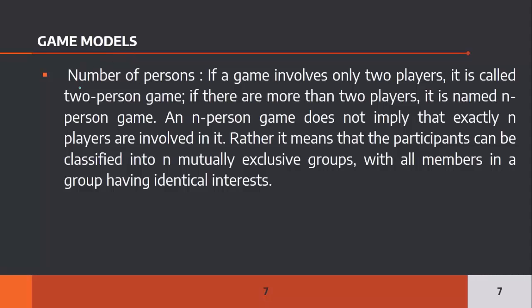The first model depends on the number of persons. If the game involves only two players, it is called a two-person game. If there are more than two players, it is named an n-person game. An n-person game does not imply that exactly n players are involved in it. Rather, it means that the participants can be classified into mutually exclusive groups, with all members in a group having identical interest. That may be the possibility.